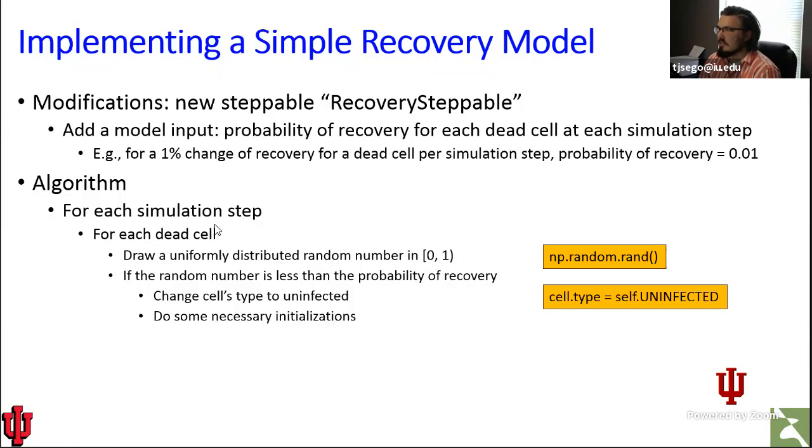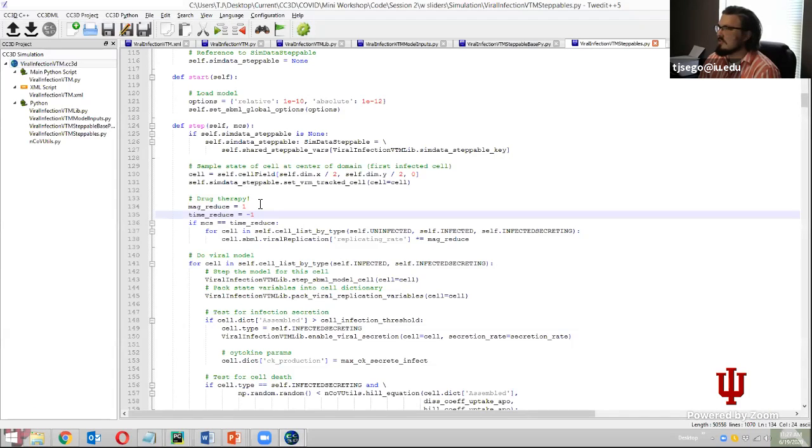In which case our algorithm will be, for every simulation step, we'll then do a loop over each dead cell in simulation, and we will consider the probability of that dead cell being changed to an uninfected cell. And yeah, let's do it. So let's go back to Twedit.